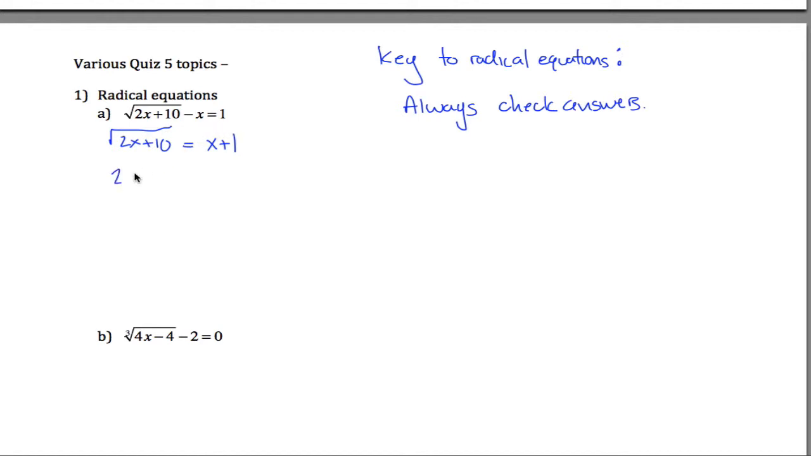If you square the left-hand side, you end up with 2x plus 10. If you square the right-hand side, you get x plus 1 squared. Careful with x plus 1 squared. It's not x squared plus 1. You can't distribute the square down. You have to do x plus 1 times x plus 1. Think FOIL. What you get when you square it is x squared plus 2x plus 1. So now I have an equation with no square roots, so now I have an equation I can solve.